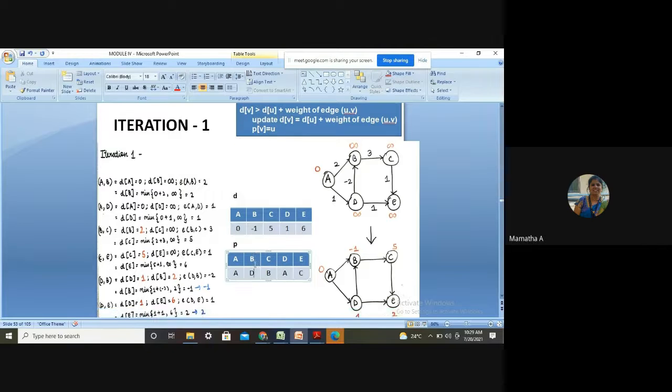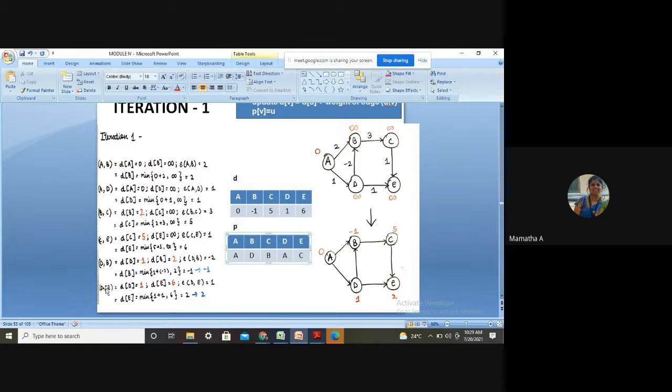Okay. Similarly, move on to the next edge, D comma E. Again, you can observe d of D is 1, d of E is 6. Earlier, these were all infinity. And the weight of edge D comma E is 1. And updated d of E is equal to minimum of 2 comma 6. So 2 is minimum. That means via D, I got 2. Earlier it was 6. Now you should update d of E. d of E now becomes 2. And what about P? Students, what should I write?